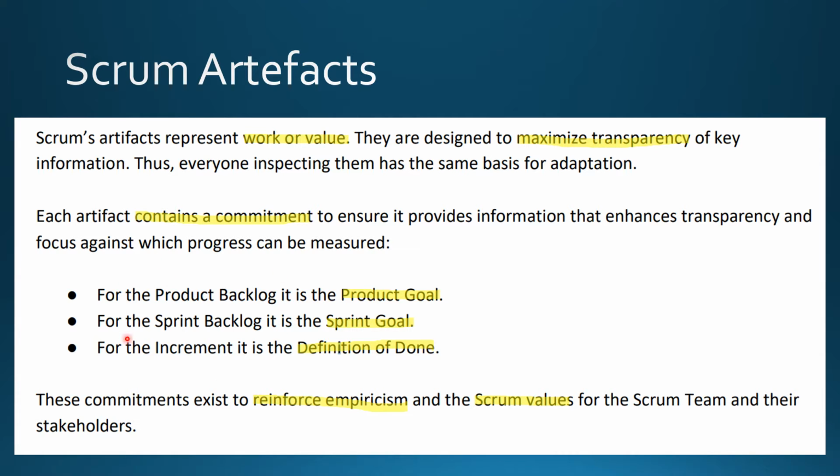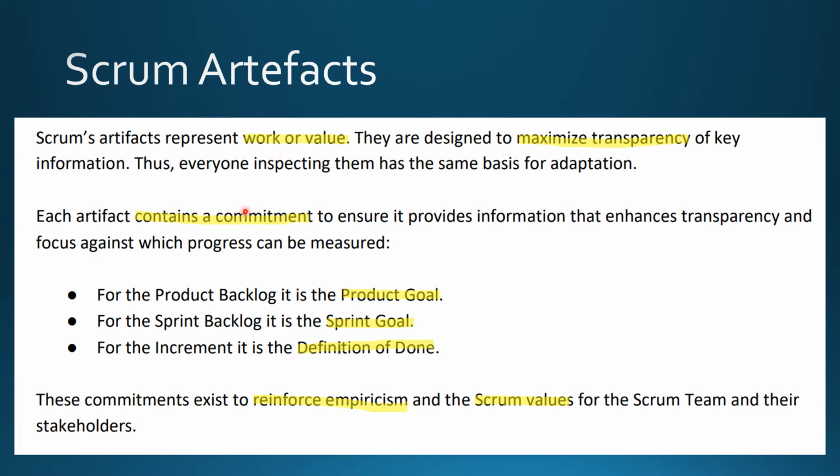There are three artifacts defined by the Scrum Guide. The first one is the product backlog. The commitment is a product goal. The second one is the sprint backlog. The commitment is a sprint goal. The third one is the increment, which is nothing but working software or minimum viable product, whatever you call that. The commitment is the definition of done. So these commitments, the product goal, sprint goal, and definition of done, exist to reinforce empiricism and Scrum values for the Scrum team and their stakeholders.